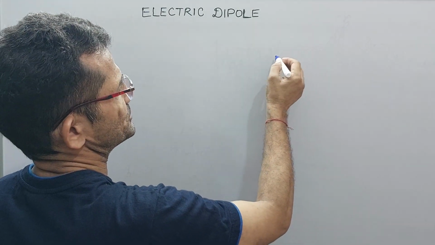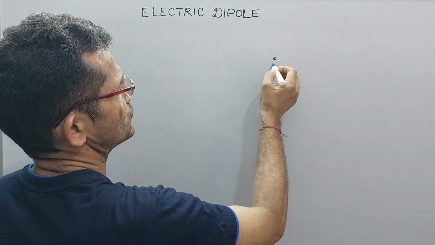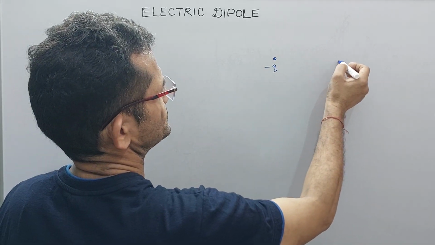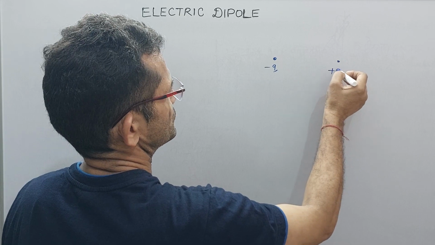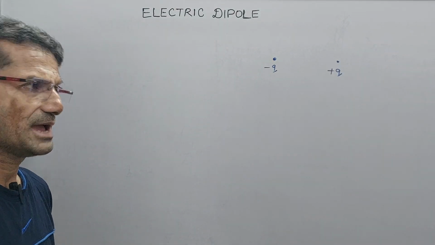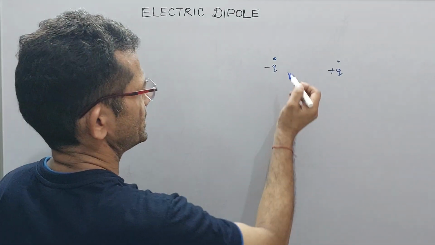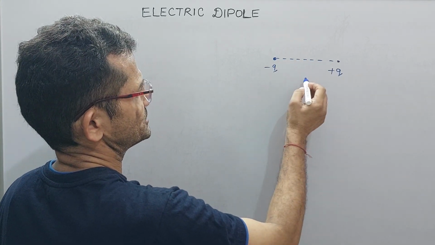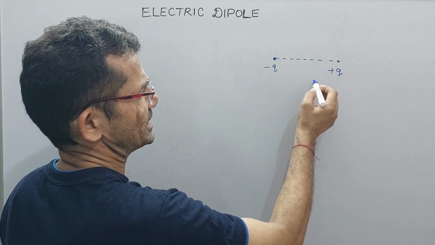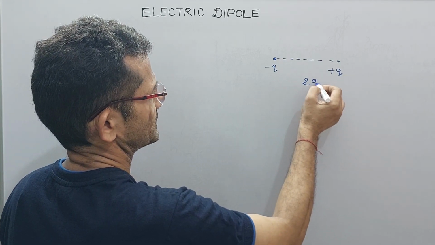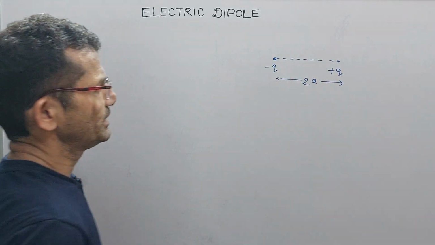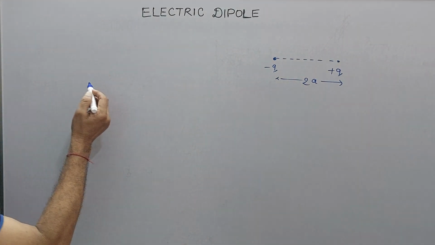Let us suppose the equal charges are minus q and plus q. These are equal and opposite charges placed at a very small distance. Then it becomes an electric dipole. Let us suppose the distance between minus q and plus q is 2a.